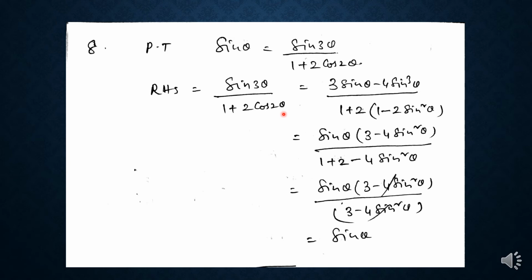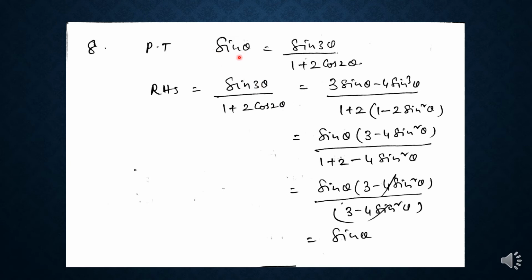So what is sin 3a? What is sin 3 theta? Sin 3a is equal to 3 sin a minus 4 sin cube a. Then sin 3 theta can be written as (3 sin theta minus 4 sin cube theta) divided by (1 plus 2 into cos 2 theta). So which formula can be applied? We should apply the formula for cos 2 theta.